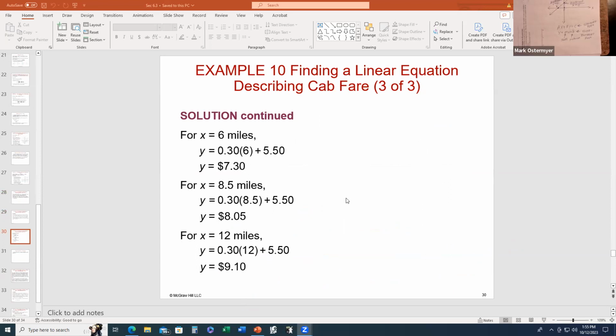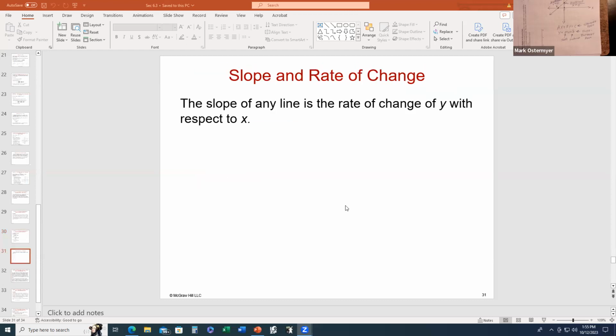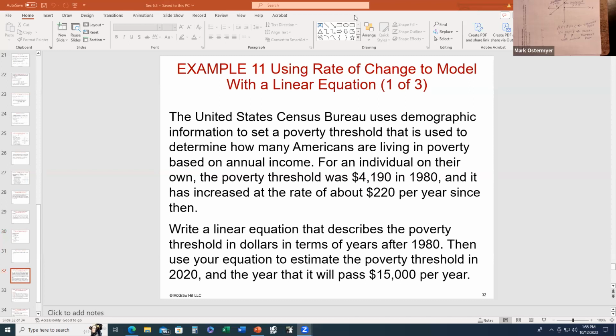We were able to model it according to a linear equation because the cab fare, in other words, the cost per mile remains the same. If the cab fare kept changing with time or distance, then we would have to be more sophisticated and our equation would be much more complicated. This is just emphasizing the fact that the slope of a line is really the rate of change of Y with respect to X. Here's another one.